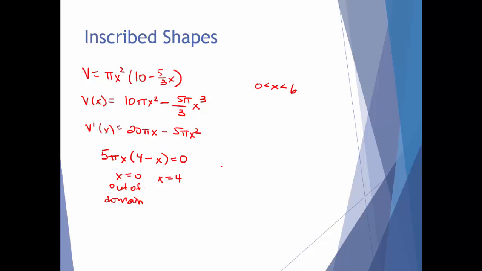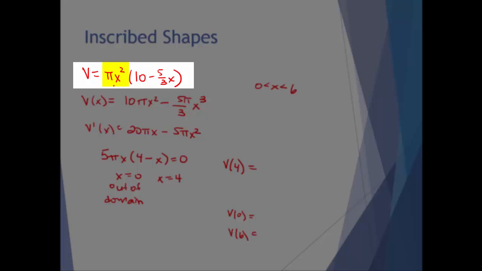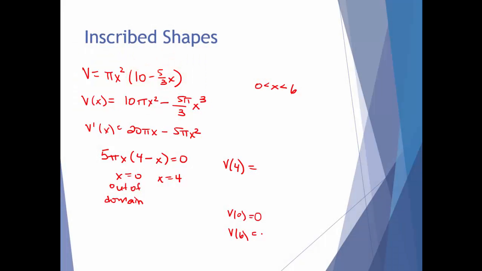I then need to examine the volume at 4. But I need to compare that to the volume at the endpoints. Now these, again, are going to be pretty simple for this one, v of 0 and v of 6. But I want to do this in a work smart, not hard kind of way. If you take a look, if you plug 0 into this volume function, this factor will be 0, which will give you a volume of 0 overall. And if you plug in 6, this factor will be 0, because you'll have 10 minus 10 in here. So that volume will also be 0.